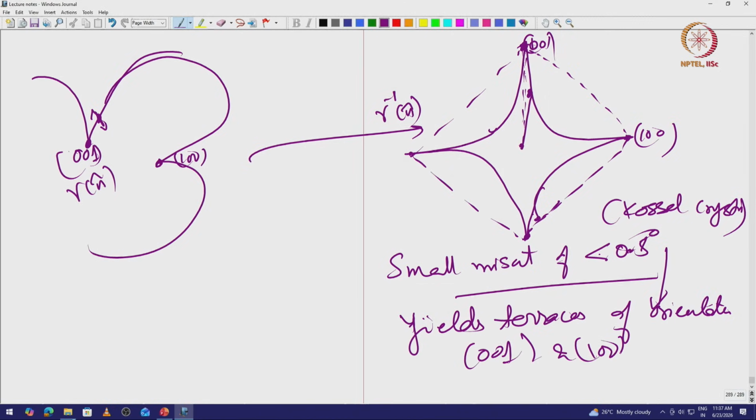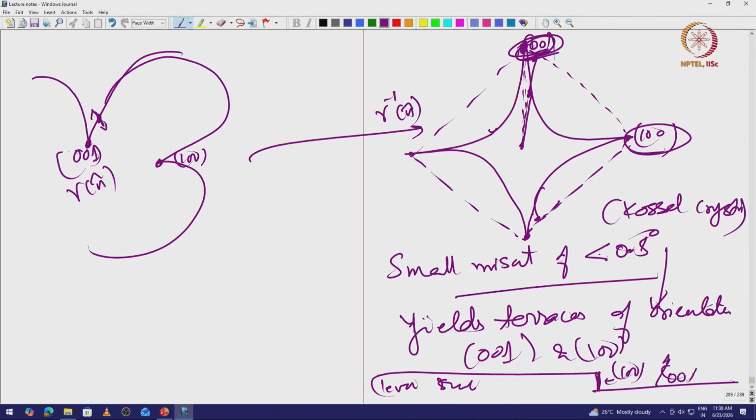Now, of course, depending on if I am closer to 0 0 1, that means I have more percentage of 0 0 1, right. So the terrace will be more like this, with less fraction of 1 0 0 and more fraction of 0 0 1, and this is exactly similar to the lever rule that you use in phase diagrams, right. So if my point is closer to this quote unquote phase, then I have more of this phase and less of that phase. In this case, these are facets.